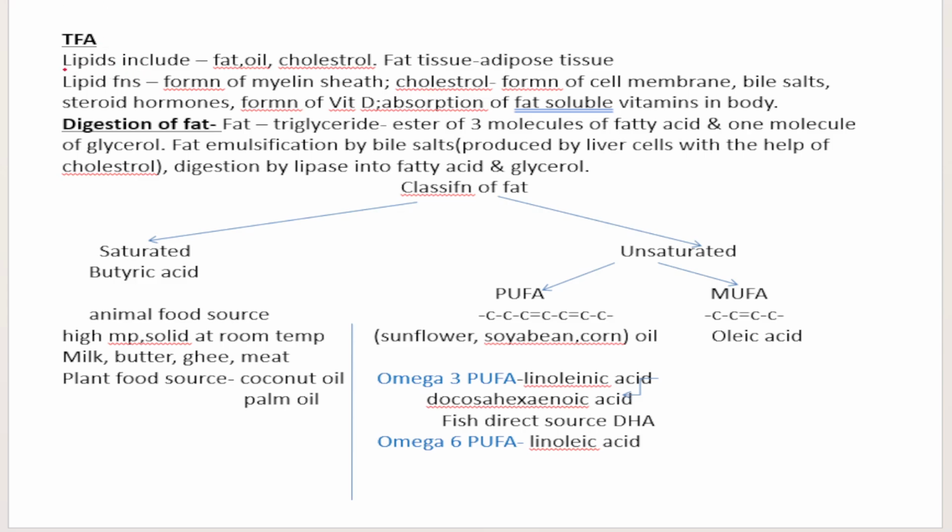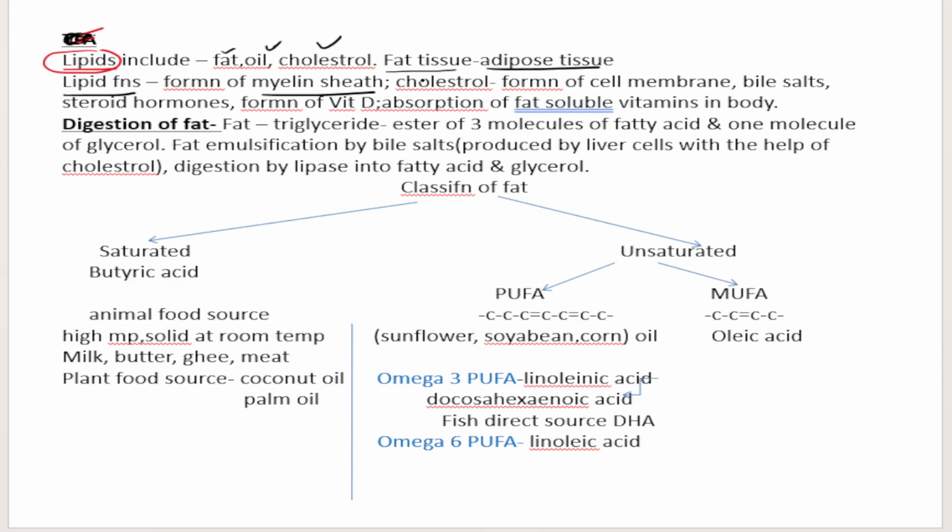Now we come to lipids. The lipids include fat, oil, and cholesterol. Fat tissue is also known as adipose tissue, and the fat cells are also known as adipocytes. Now, what are the functions of lipid? One is formation of the myelin sheath, which covers the axon. Lipid plays a role in formation of this myelin sheath.